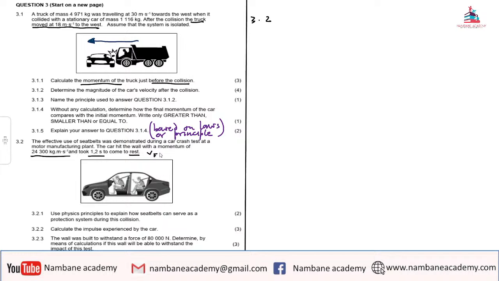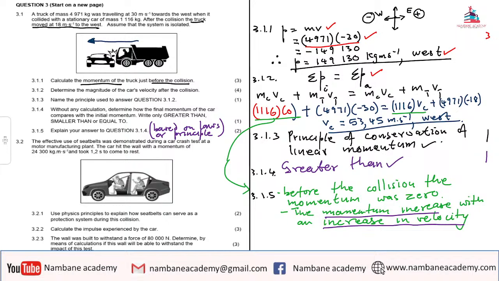V final is equal to 0, and we have now our momentum before, which is equal to 24,300, and we are given there our contact time. They say at 3.2.1, use the physics principles to explain how seatbelts can serve as a protection during the collision. Ladies and gentlemen, let me not waste your time.